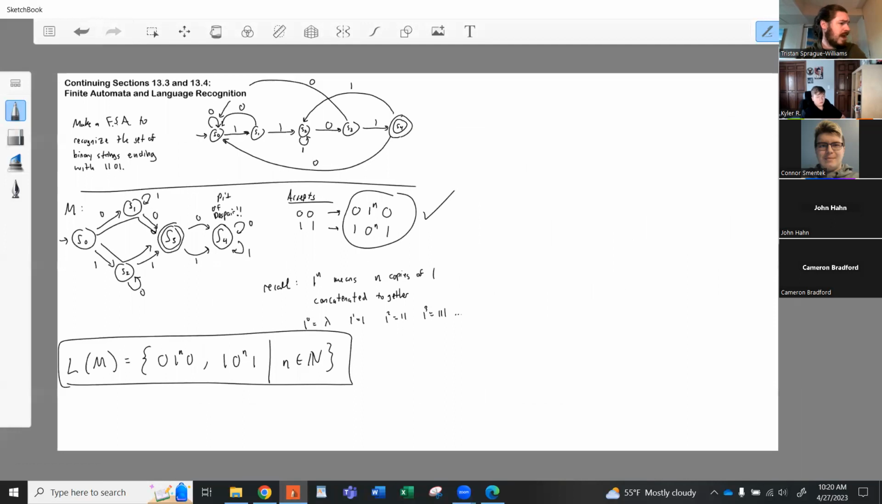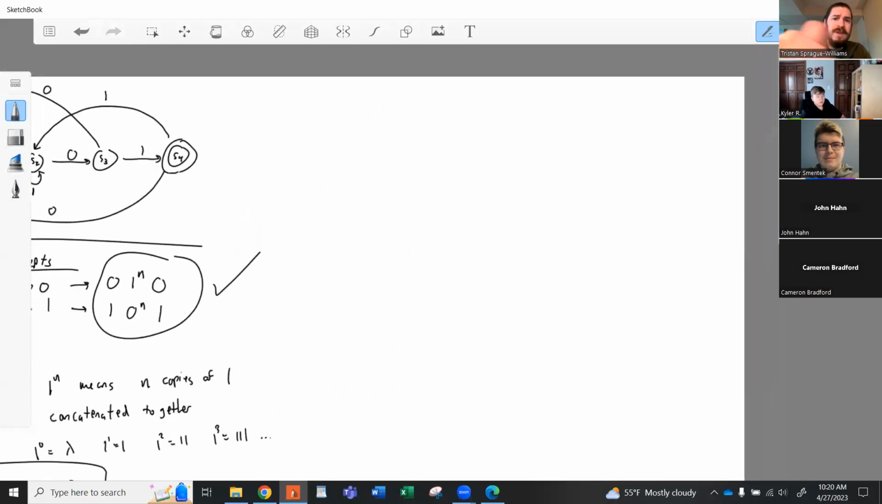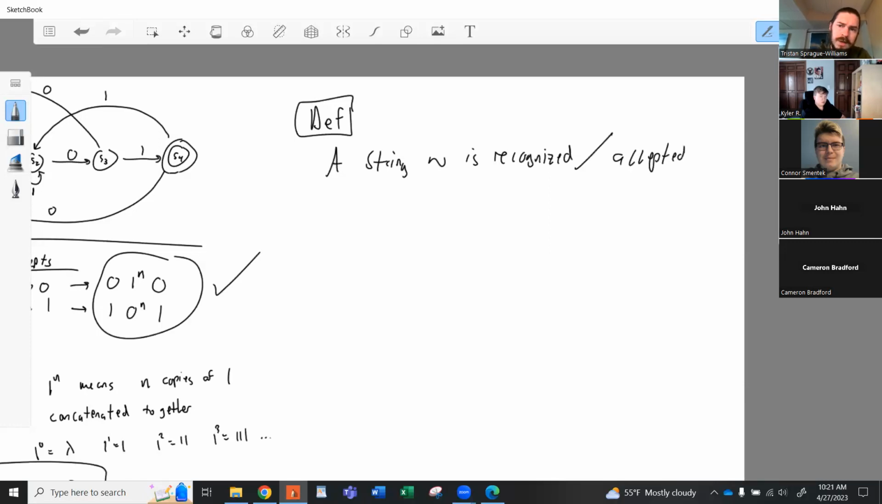So now that we've gone over those two examples, let's do some other things. Let's formally define something that we've been talking about here. A string W is recognized or accepted by a machine if W takes the starting state S0 to a state in F, which means an accepting state or final state, as it is sometimes called.